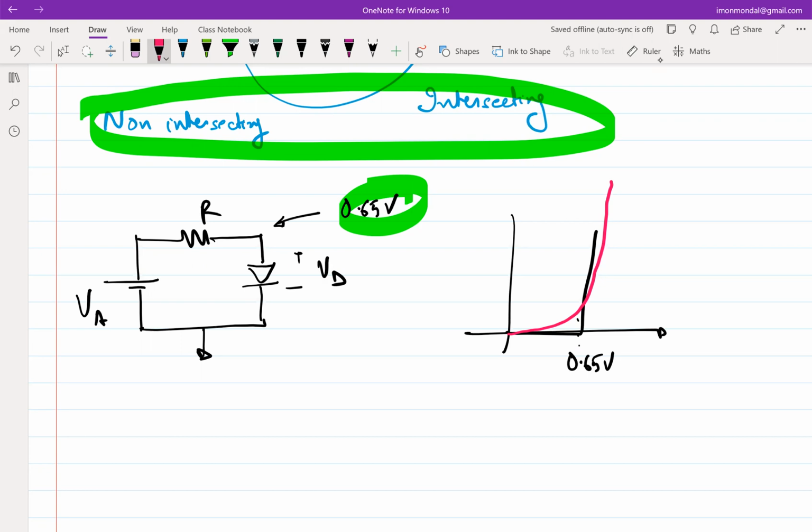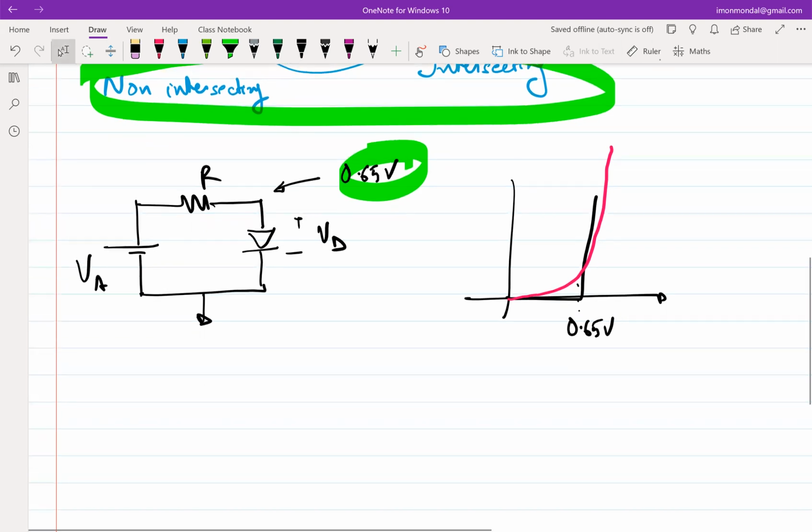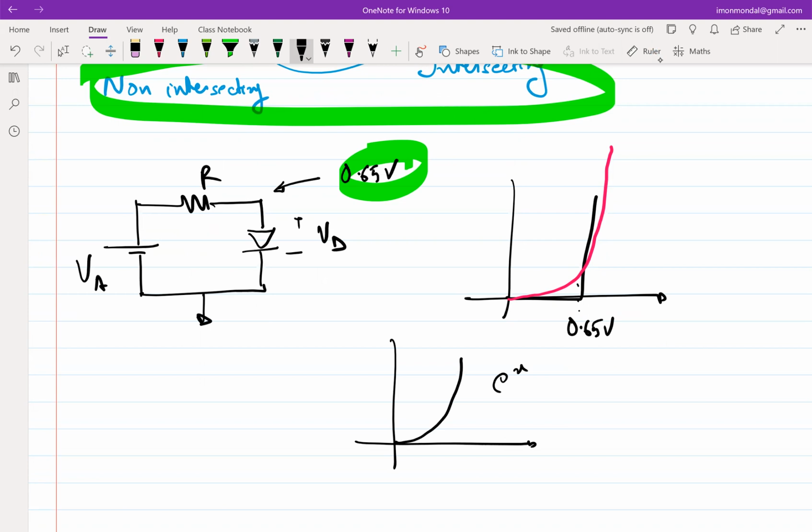Because after 0.65, when there are huge rises in current, only small changes in voltages are observed. True, but it's true everywhere, right? It's fully exponential. Before 0.65, we can see the changes in voltage. That's because I have sketched it in this manner. So essentially, if you plot an exponential e power x, how do the characteristics of e power x differ if I am seeing here or if I'm seeing here? All its differentials are also the same.